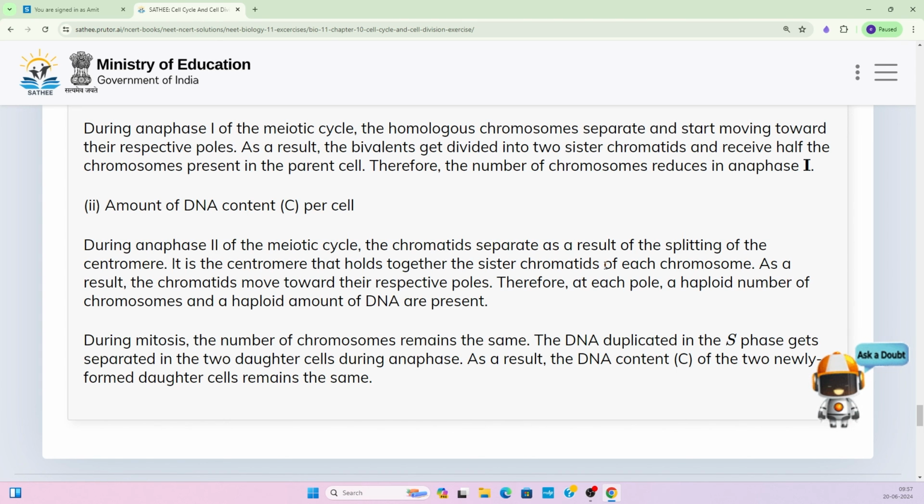So in this way, we have completed the solutions of the NCERT from the chapter Cell Cycle and Cell Division.